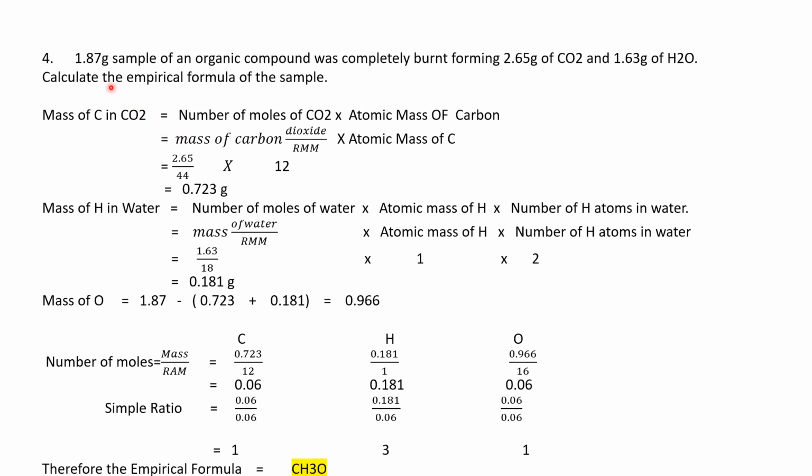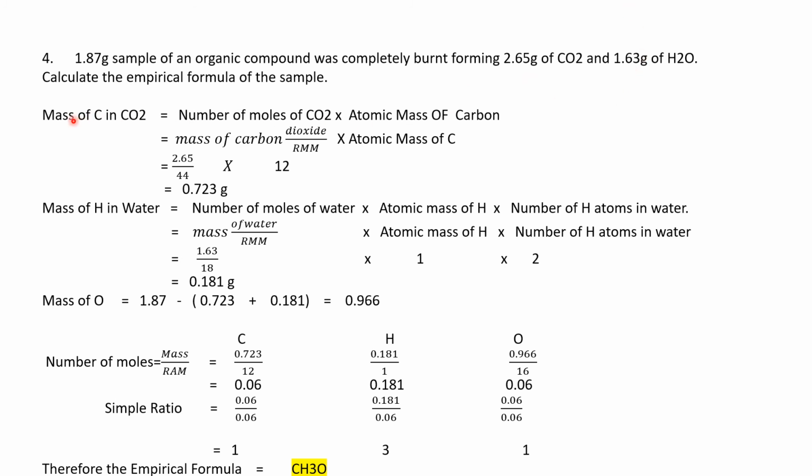In this particular sum, 1.87 grams sample of an organic compound was burnt completely to form 2.6 grams of carbon dioxide and 1.63 grams of water. So here we are supposed to calculate the empirical formula of the sample. To calculate the empirical formula, we need to know the mass of carbon, the mass of oxygen, and the mass of hydrogen. That can be calculated only from this particular data.